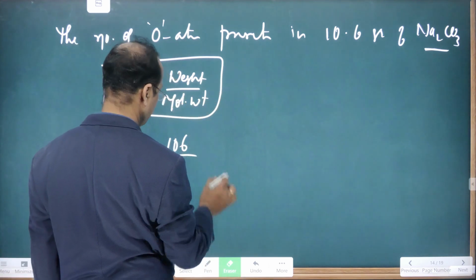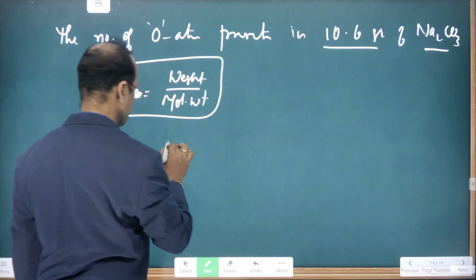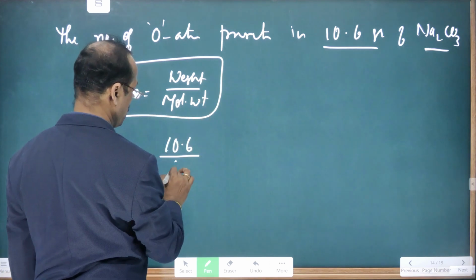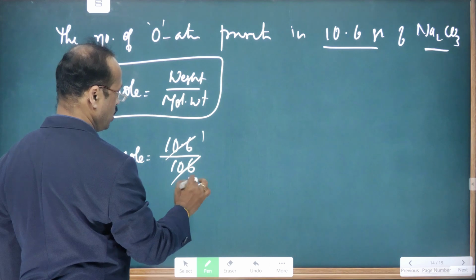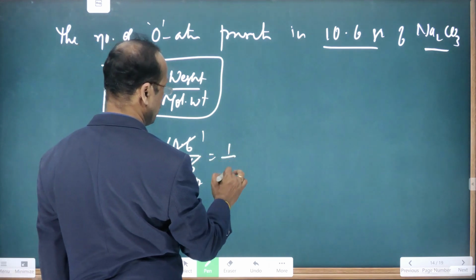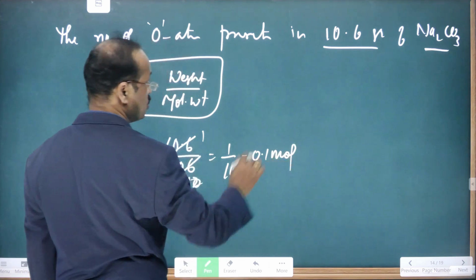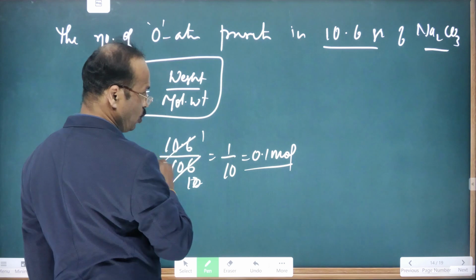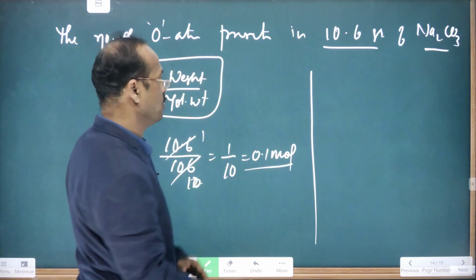So the weight is given as 10.6. So 10.6 by molecular weight, which is 106. So this becomes 1 by 10, which is equal to 0.1 mole. So 10.6 grams of sodium carbonate contains 0.1 moles. Clear? Now they are asking how many oxygen atoms are present.